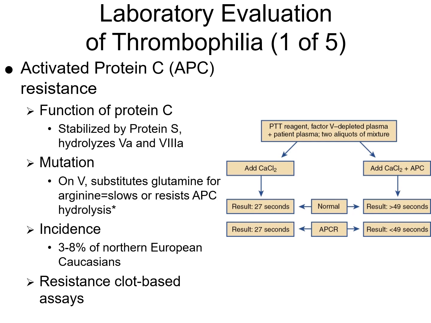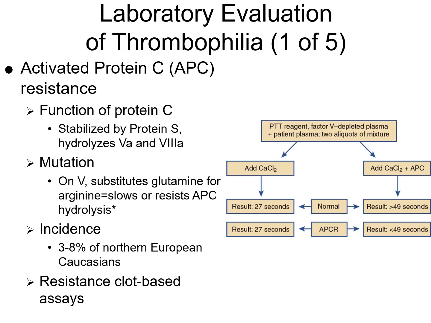For the mutation, this is the most common cause of APC resistance. This is a mutation in factor V known as the factor V Leiden mutation. This mutation substitutes glutamine for arginine at a specific site on factor V. As a result, factor V becomes resistant to cleavage and inactivation by activated protein C, slowing or preventing its normal breakdown, which will lead to an increased clotting activity.